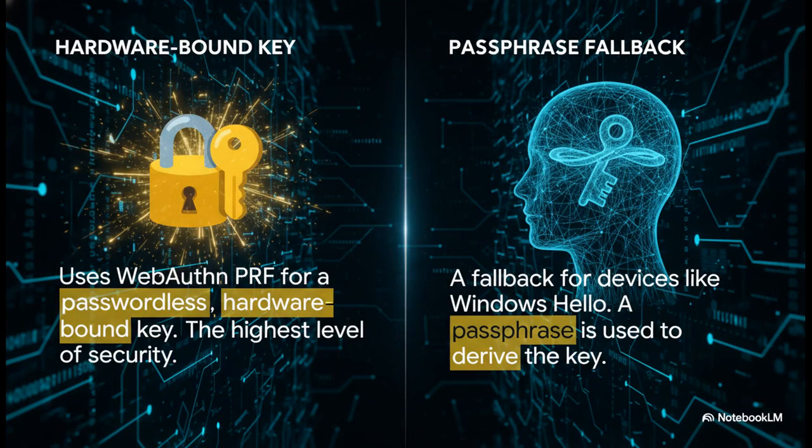This is where things get really smart. NodeZero basically looks at what you've got and adapts. If you have a hardware key like a YubiKey, boom, you're getting the gold standard. That's a passwordless setup where your key is physically bound to that device. But what if you don't? No problem. For those of us using something like Windows Hello, it has a fallback. You use a secure passphrase or a PIN, and it uses that to create your key. So it meets you where you're at, security-wise, which is awesome.